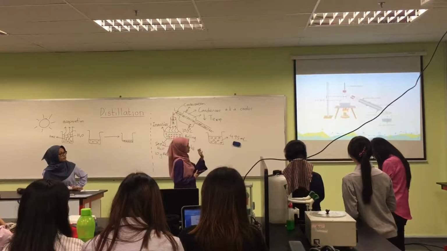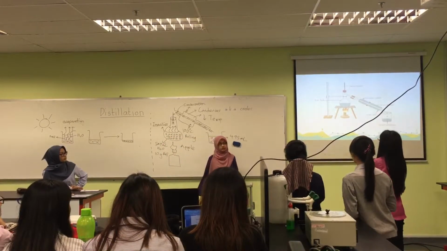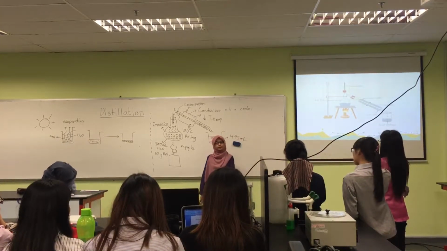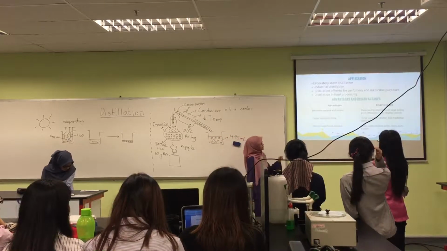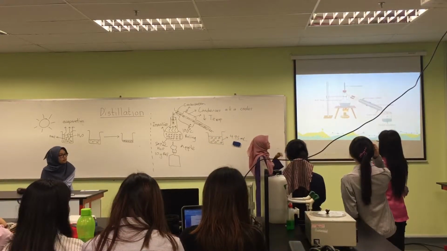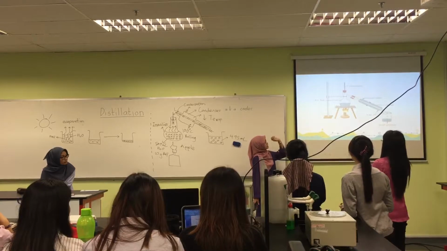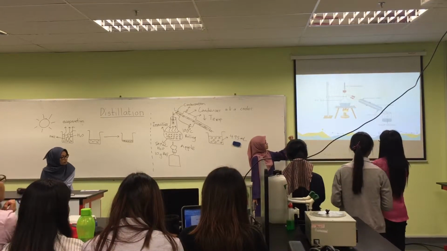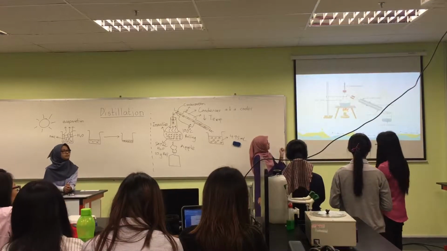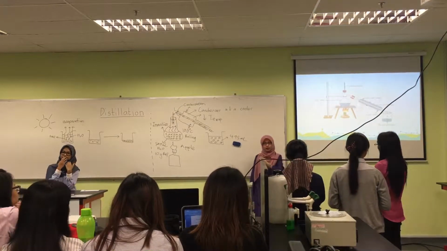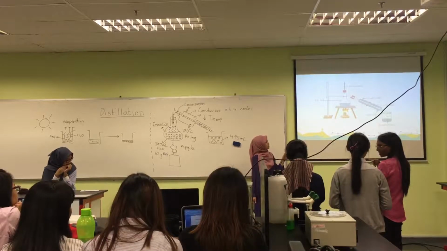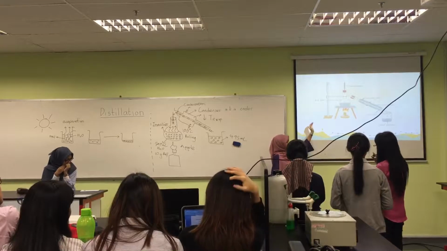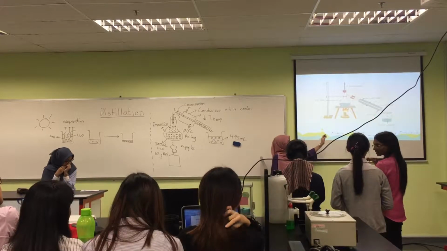Basically, this is the apparatus setup for simple distillation. Abdurrahman already mentioned the mechanism. In simple distillation, we have a heat source, distillation flask, condenser, and the receiver. As the liquid is being heated, the liquid that has a lower boiling point will boil first and convert into vapor, and then the vapor will flow down in the condenser, and we will collect it in the receiver.